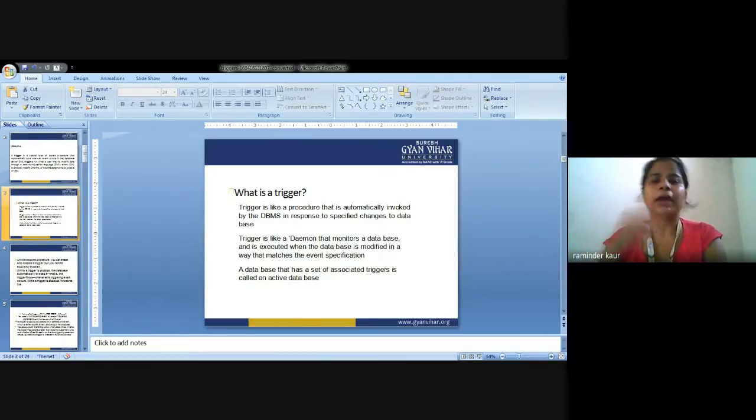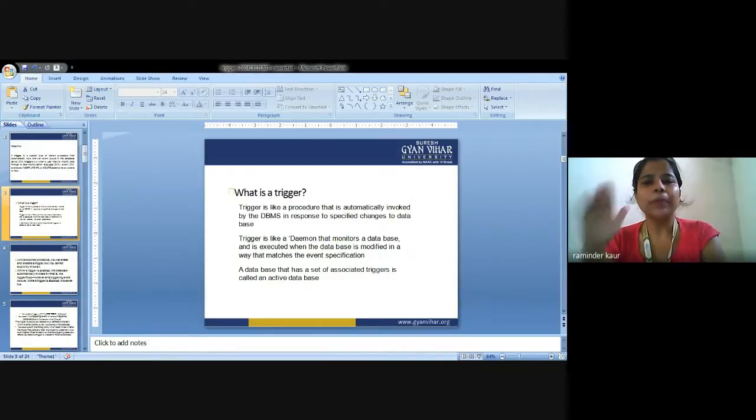For example, I am giving you an example. When the value being updated in an hourly wage column in a payroll table exceeds a specified value, then a trigger can be defined to either produce an error message or roll back the transaction, or to insert a new record into an audit trail before inserting the record into the payroll table.